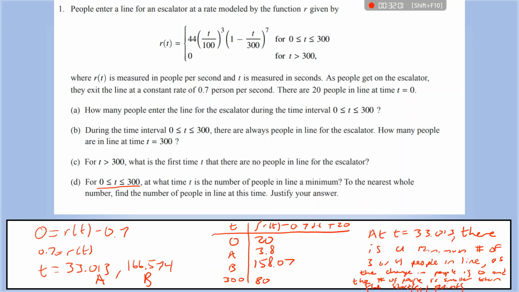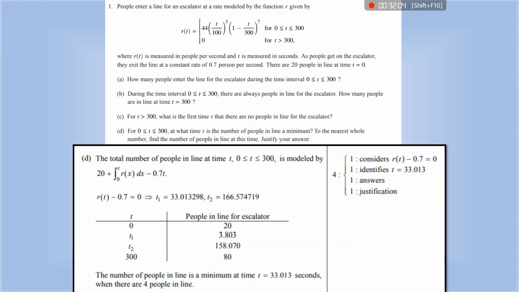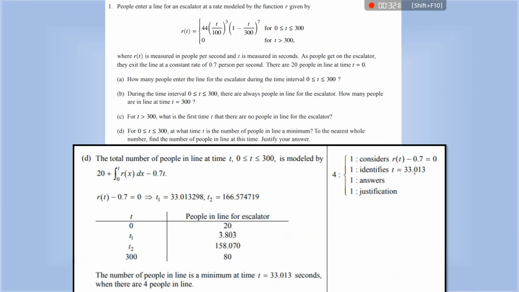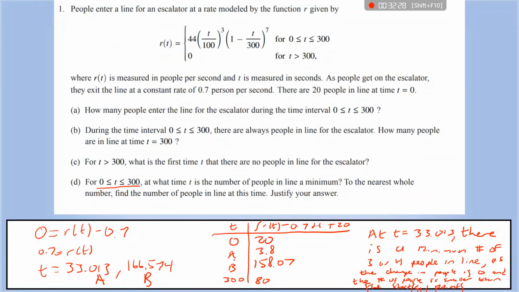Okay, we'll see how they worded that next time. So we've got considers r(t) minus 0.7 equals 0. We did that. Identifies t equals 33.013. We did that. Our answer, there are 4 people in line. We got that. And our justification, they just said it's at a minimum. I think we'd get that because we did say it was at a minimum. I wasn't sure how much they were looking for there. Any questions on these rates of change?